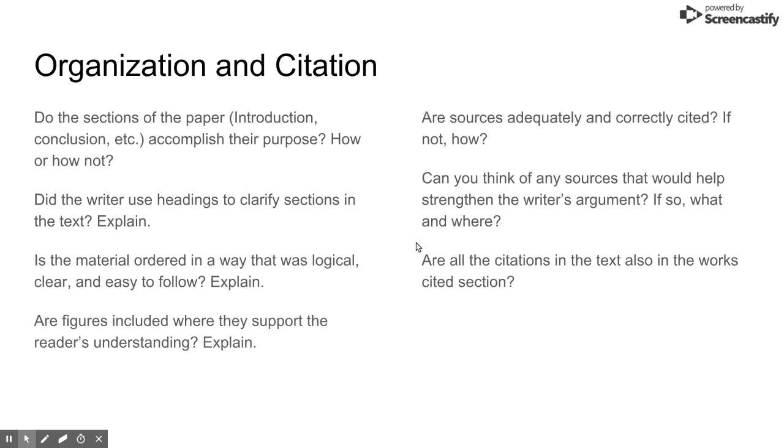These are about citation. Are the sources adequately and correctly cited? If not, how? That one's pretty obvious. Can you strengthen any sources, or can you think of any sources that would help strengthen the writer's argument? If so, what and where? Now, for undergrads especially, this doesn't mean you need to cite Smitty 2004. Like, no, you don't need to do that.